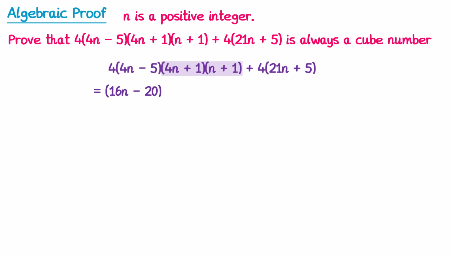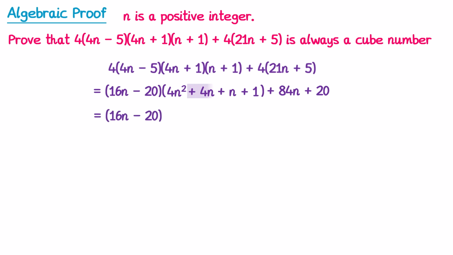Then I'm going to expand this double bracket here and write the result inside a large bracket. 4n times n is 4n squared, 4n times 1 is 4n, 1 times n is 1n, and 1 times 1 is 1. Then we could also expand out this bracket here. 4 lots of 21n is 84n, and 4 lots of 5 is 20. Then if we keep the first bracket the same, so 16n minus 20, and then inside this bracket we could simplify, 4n plus n is 5n. So inside that bracket we have 4n squared plus 5n plus 1, and then plus 84n plus 20.